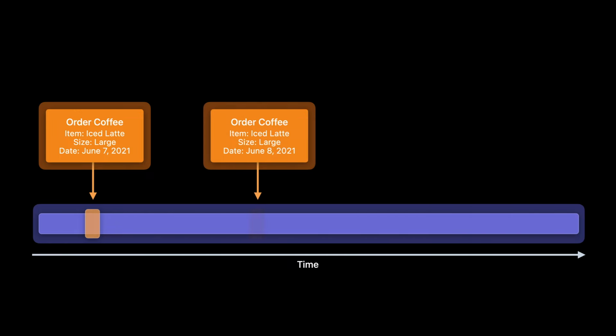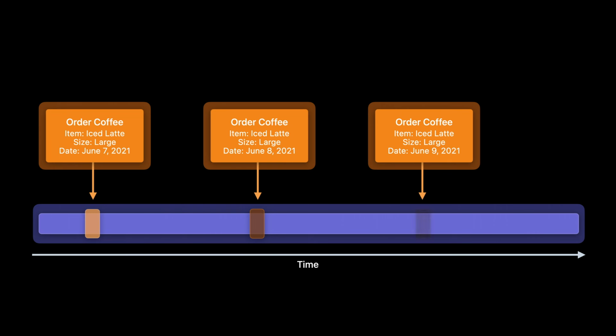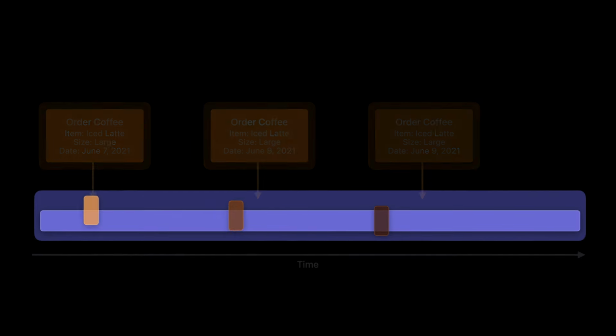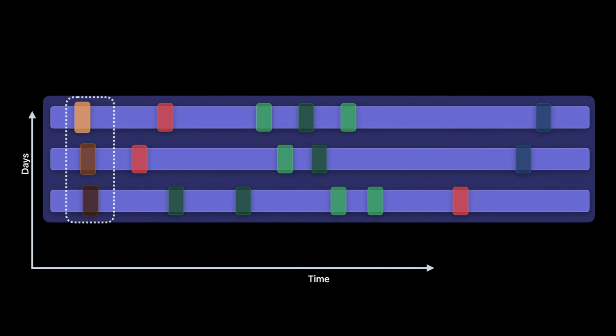But once the date changes, the intent's date parameter has a new value, and the system treats the second donation as a completely different intent, despite both donations having the same item and size. The system continues to treat the donations differently over time, and you can see that they're not equivalent across the days based on the donation's colors. If you look at a high-level view of the donation history the system sees across multiple days, you can see that there's no meaningful pattern the system can find for ordering a large iced latte.